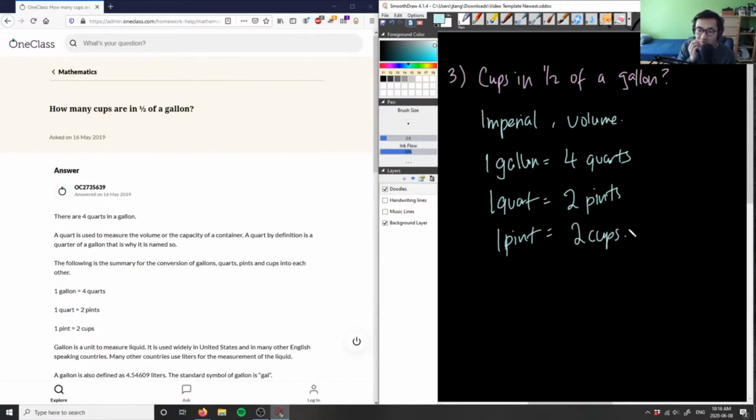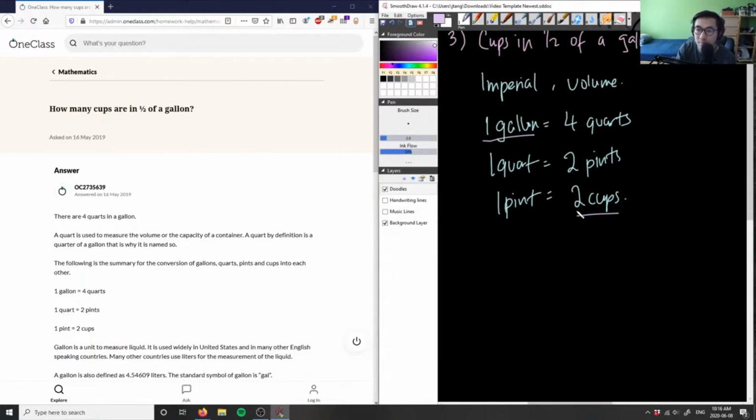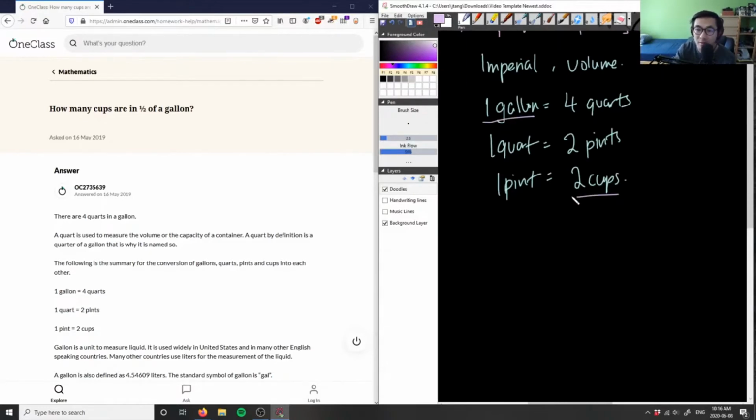What we want is to convert 1/2 a gallon to cups, from gallon all the way down to cups. So we're going to use some unit analysis. I'm going to start off with 1/2 a gallon.